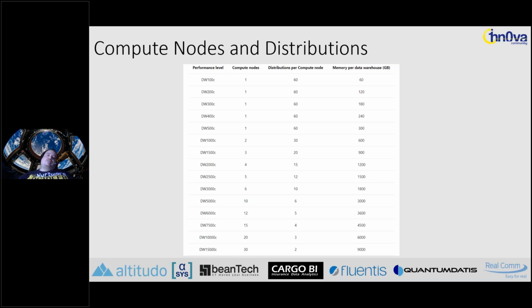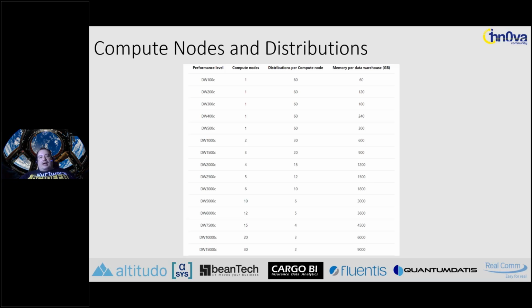From 1000 and beyond, things start to become serious. So we start to have two compute nodes, three compute nodes, four compute nodes, until 15,000. That gives us 30 compute nodes. So we can go up to 30 compute nodes in a single SQL dedicated pool, which means a single database. These are the compute nodes that will execute the processing.